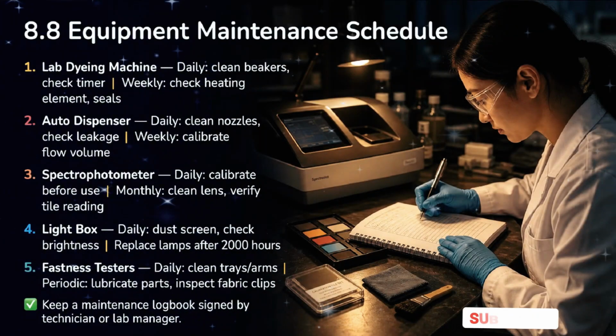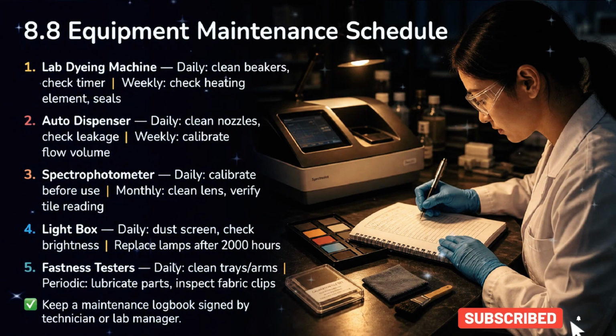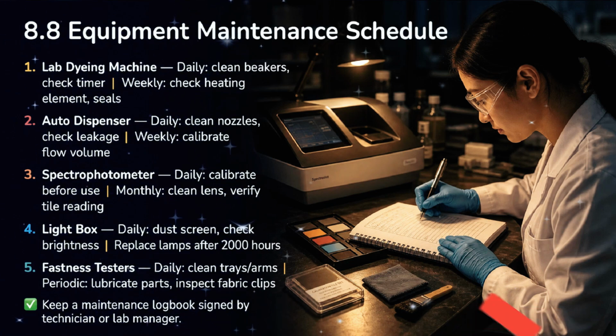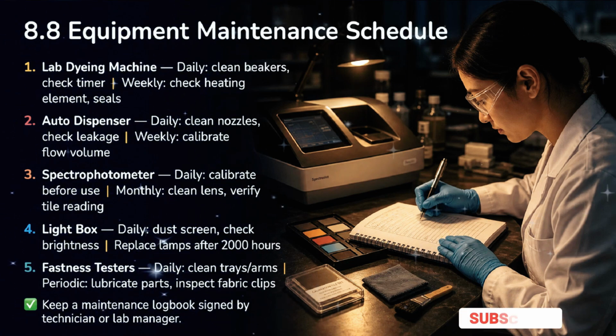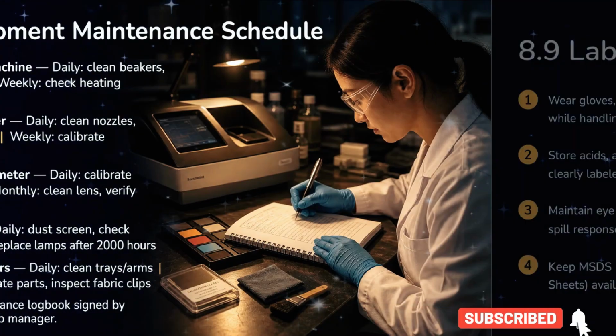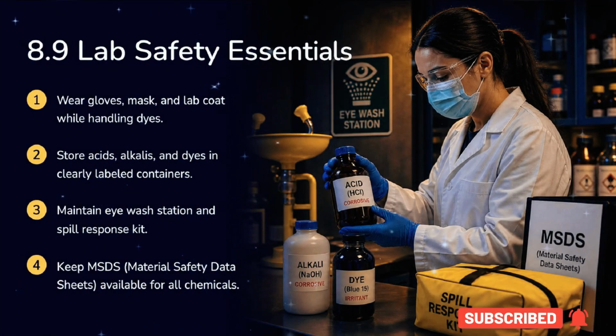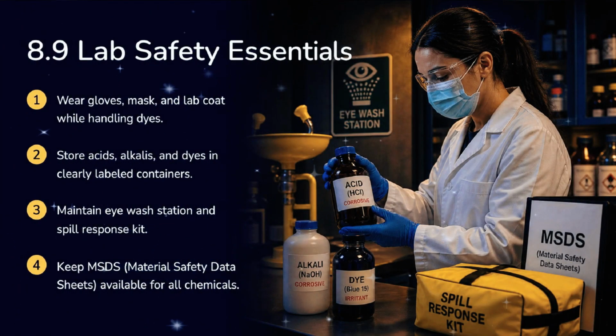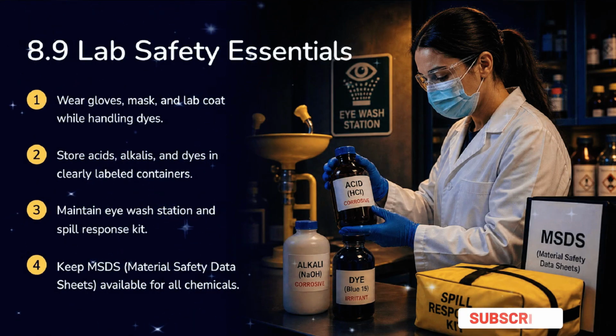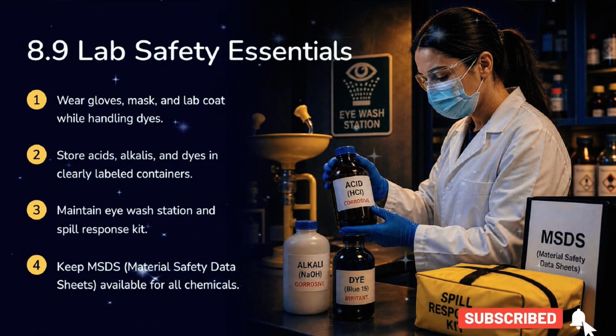A strict maintenance schedule is essential. Perform daily and weekly cleaning, calibration, and checks for all equipment. Crucially, keep an up-to-date maintenance logbook signed by a technician or the lab manager. Lab safety is paramount. Always wear protective gear, keep chemicals in clearly labeled containers, maintain eye wash stations, and ensure material safety data sheets are readily available for all substances.